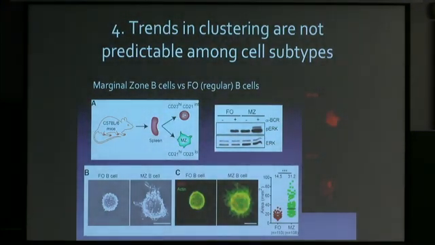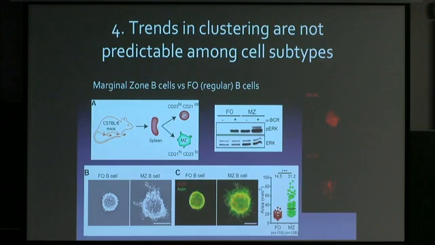Okay. All right. Thing 4 that you should know. So I explained super resolution. Trends in clustering are not predictable if you slightly change your cell. Mice and us and mammals have, let's just say, 2 kinds of B cells. They have marginal zone B cells and they have follicular B cells. So you take a mouse, you get its spleen, you can get the follicular B cells out and the marginal zone B cells out. And the follicular ones are kind of sleepy.